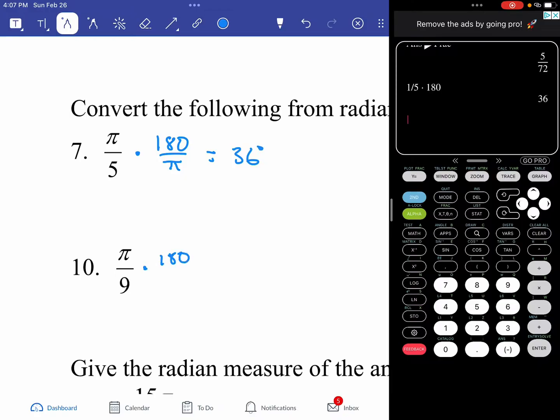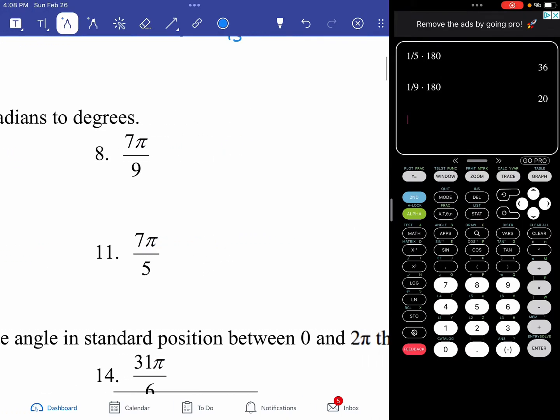Here, 180 over pi. So 1 over 9 times 180. This is 20 degrees. Next two. Our conversion gives us 140. So 7 divided by 5 times 180 gives you 252.